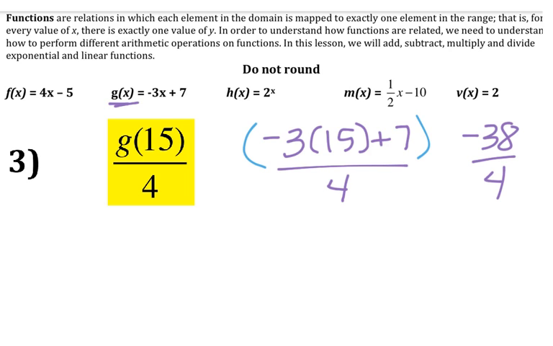And then I'll simplify that. It says do not round, and so that indicates that we can use decimals as long as we don't round them. So the answer to this is going to be negative 9.5. You can just get your calculator and do negative 38 divided by 4.